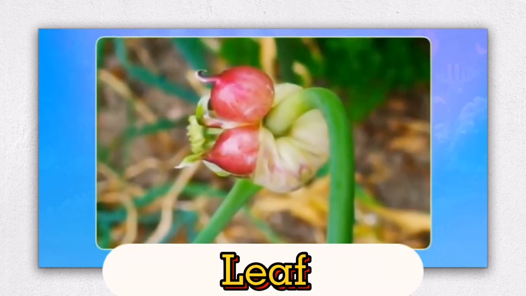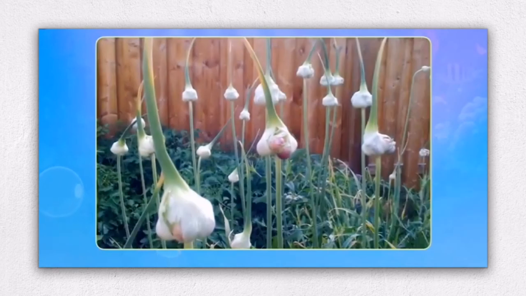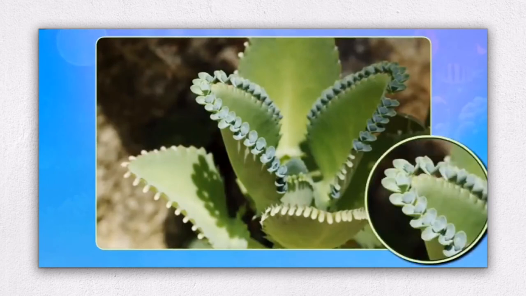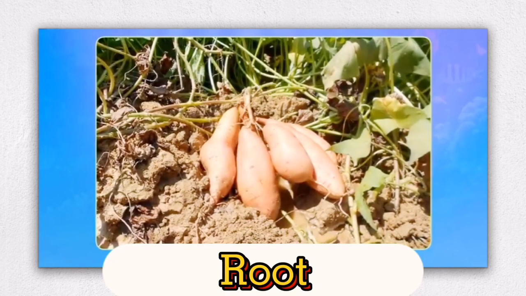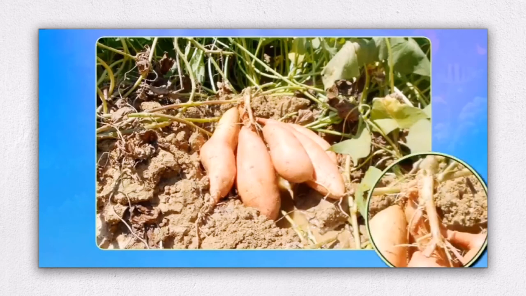Leaf. The base of the leaf of bulbil swells to form a bulb that grows into a new plant. Leaf of bryophyllum grows new shoots from the edge of the leaf. Root. In sweet potato, the plant arises from the root tuber.